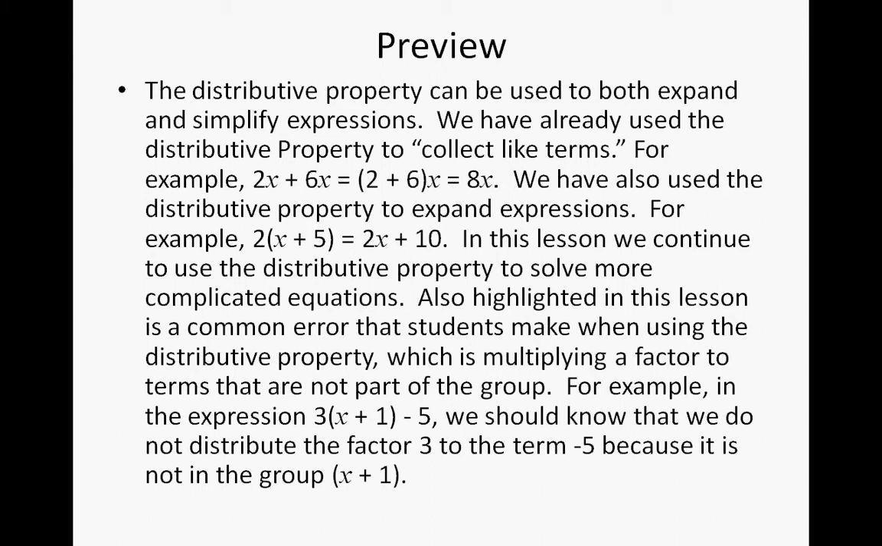So in this lesson, we continue to use the distributive property to solve more complicated equations. Also highlighted in this lesson is a common error that students make when using the distributive property, which is multiplying a factor to terms that are not part of the group. For example, in the expression 3 times the quantity of x plus 1 minus 5, we should know that we do not distribute the factor 3 to the term of minus 5 because it is not in the group of x plus 1.